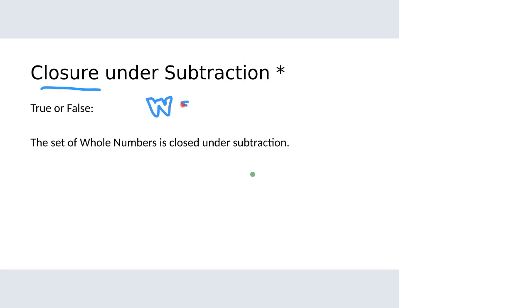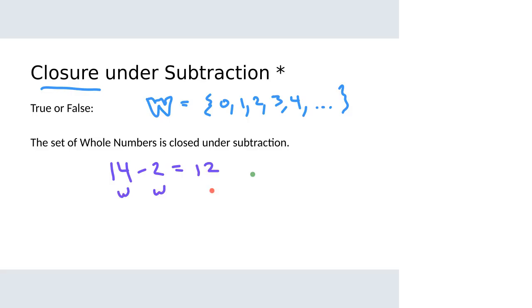Whole numbers are the natural numbers, but also a 0 in there. So it's 0, 1, 2, 3, 4, and that keeps going forever. So these are the numbers I have to pick from. And I'm going to subtract, and we're going to see if this works. Now, I might do 14 minus 2 and get 12 and say, well, that's a whole number, that's a whole number, that's a whole number. Kind of looks like it works.